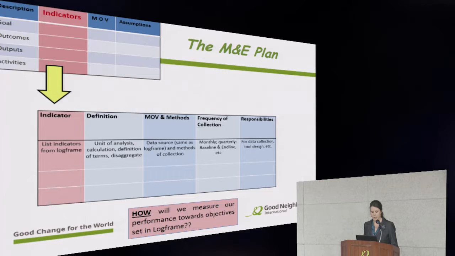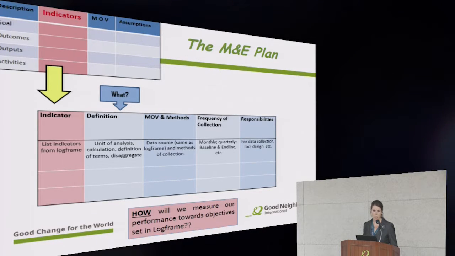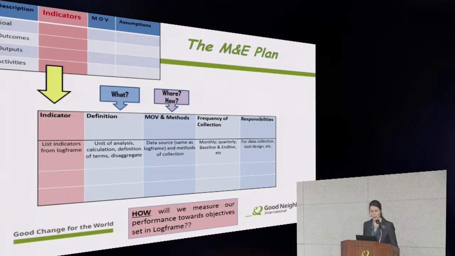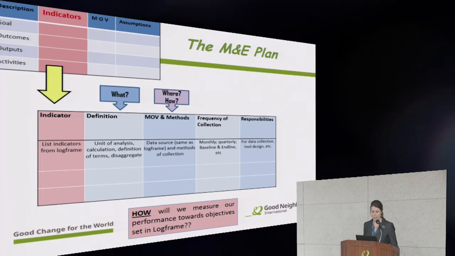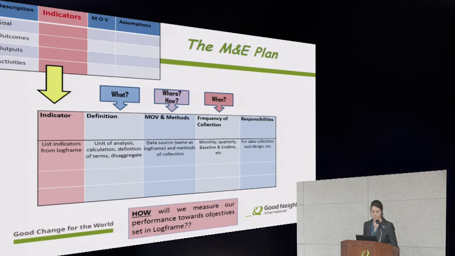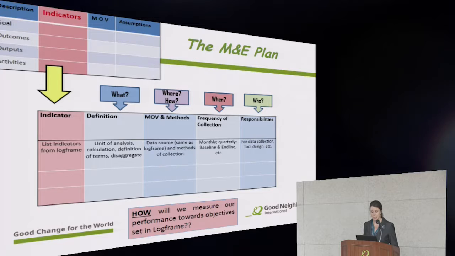Then we need to clarify for every single indicator, what exactly does that indicator mean? What are we talking about? We're going to clarify where we are going to collect the data from and how. When will we collect the data? How often? And who's responsible for each step of the data collection process?